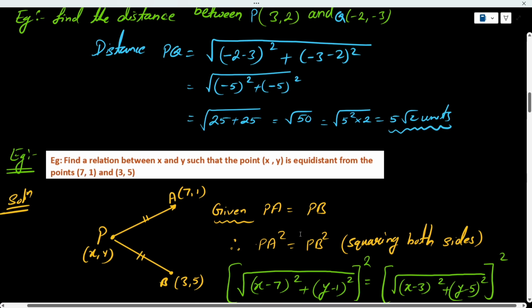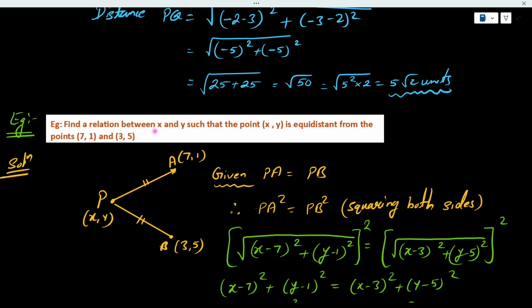Now what is the other type of question you will see here? Find a relationship between x and y such that xy, so if I take this as point P, is equidistant from point 7 comma 1 and 3 comma 5. Now the word equidistant means you are going to use distance formula. So here P is at an equal distance from A and B, right? So how are we going to take it here? I can write down here PA is equal to PB because they are equidistant.